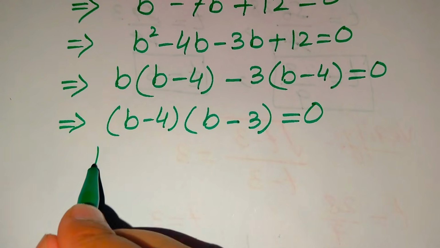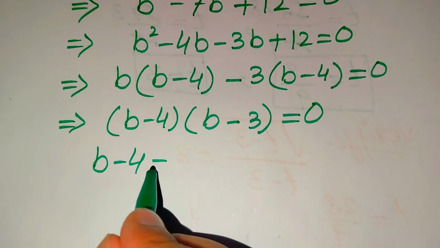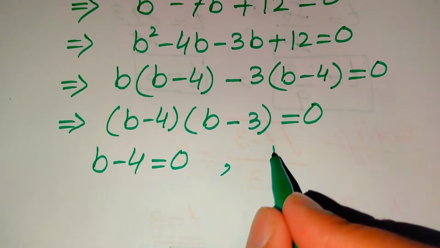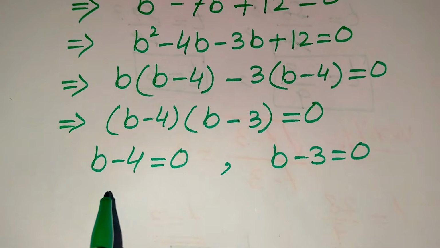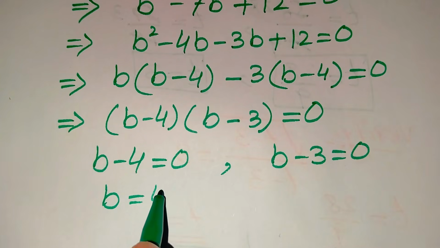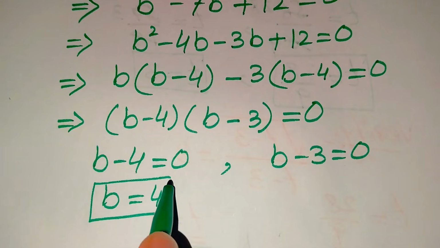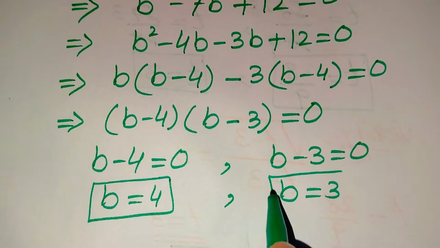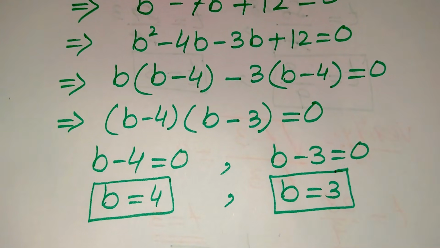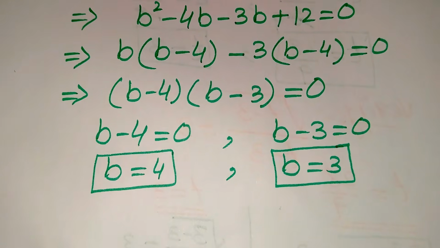Now we divide this equation into two cases. The first case is b minus 4 equals 0, and the second case is b minus 3 equals 0. From here we get the value of b equals 4, and from here we get the value of b equals 3. So these are the two values of b which we get in the first method.